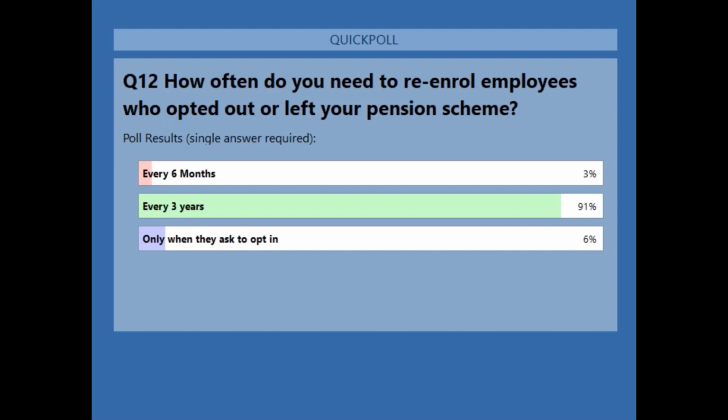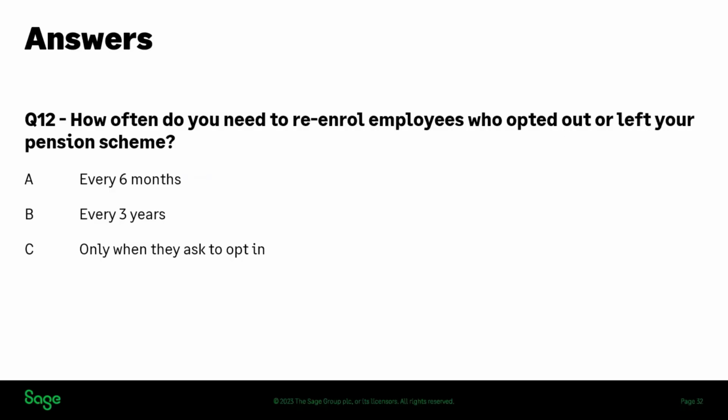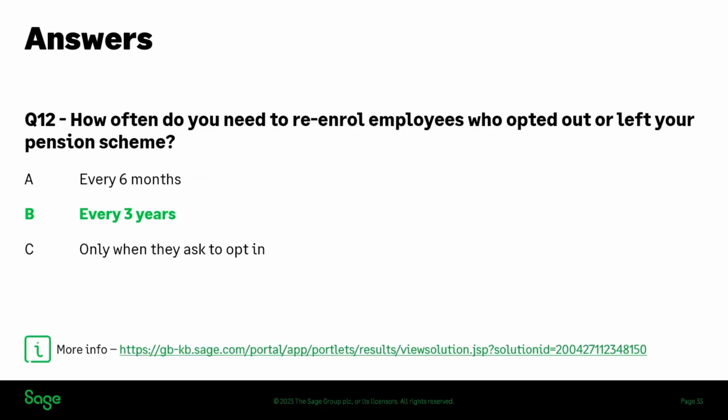6% gone with only when they ask to opt in. So we'll hide that once more. Duncan, can you reveal the answer for this one, please? Yep, gold star to the 91%. It is every 3 years. It was originally called triennial re-enrollment, and they changed it to cyclical re-enrollment.